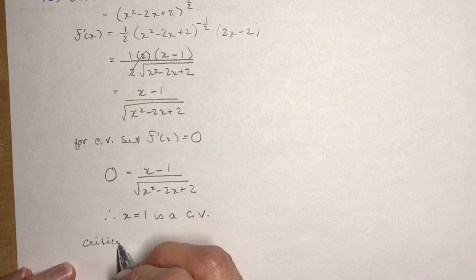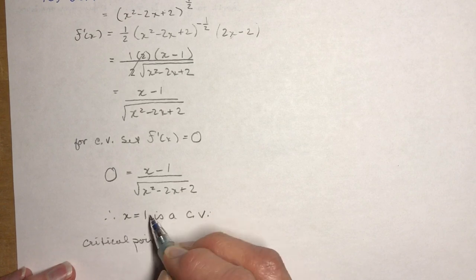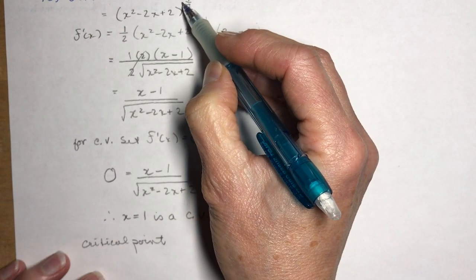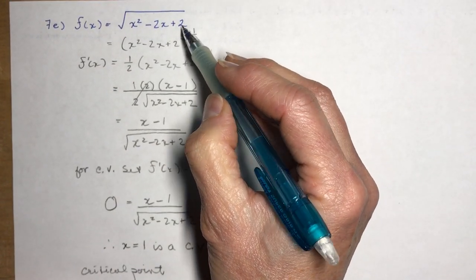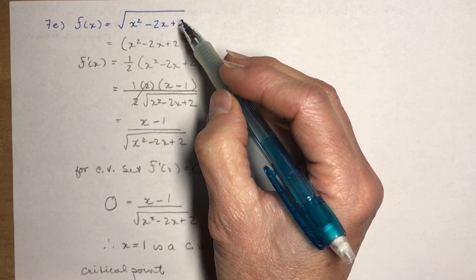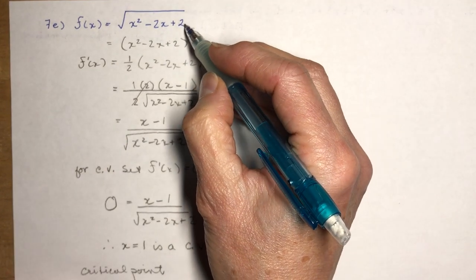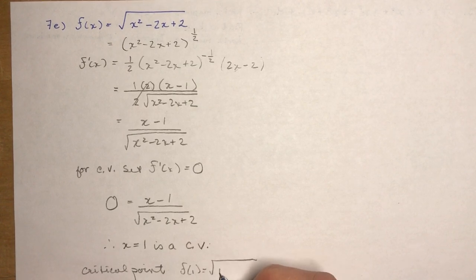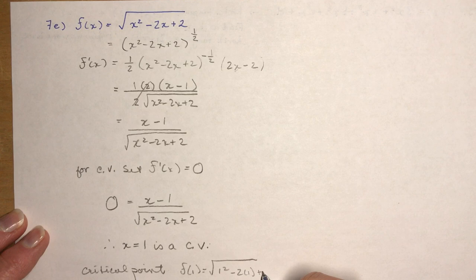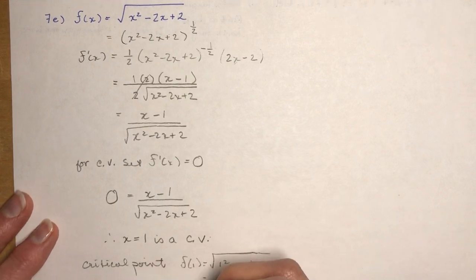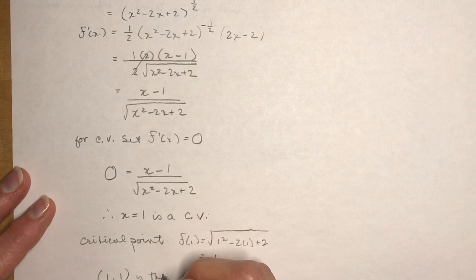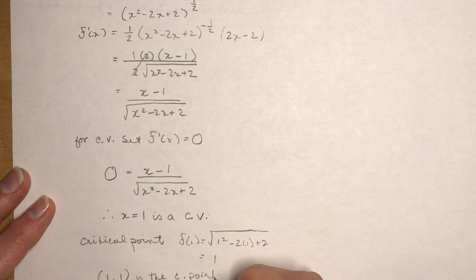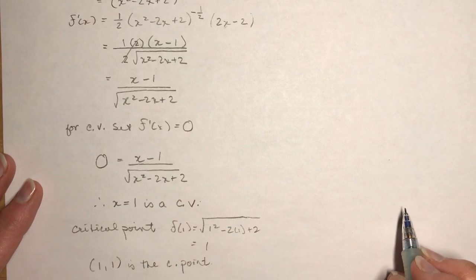Let's write that out right here. So critical point means I plug the 1 back into the original function. Really, don't forget to do that. It has to go back here because you're trying to find the height. It's something you're graphing, which means it has to come from the function itself. So f at 1 equals the square root of 1 squared minus 2 times 1 plus 2. That's minus 2 plus 2. So square root of 1 is 1. So f at 1 is 1. And (1, 1) is the critical point. Critical point.